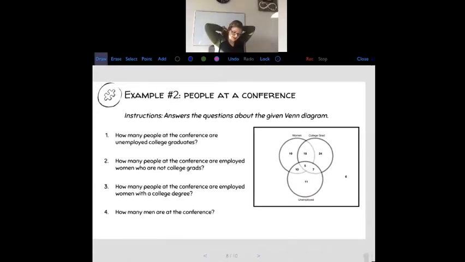Okay, so question number 1, how many people at the conference are unemployed college graduates? So we want people that are overlapping because we have, let me do this in blue, unemployed college graduates. So we have our set of college graduates, we have our set of people at the party who are unemployed, and this overlap is what we're talking about here. Okay, now since this problem didn't say who are not women, we include the 5 as well. So this would be 5 plus 7, which gives us 12.